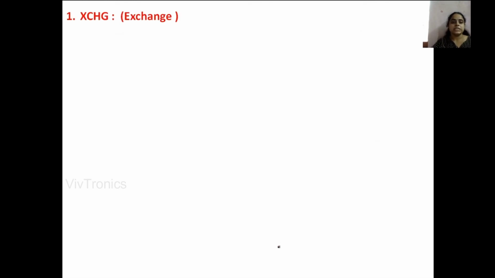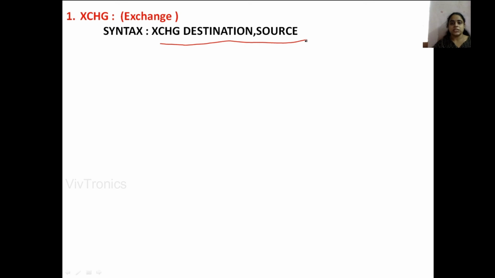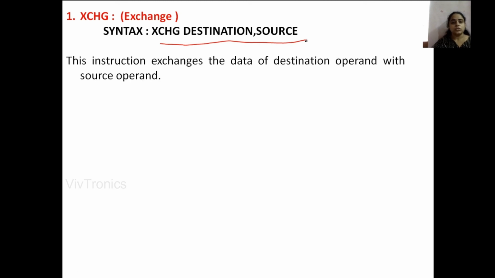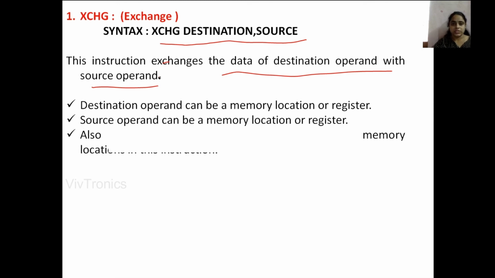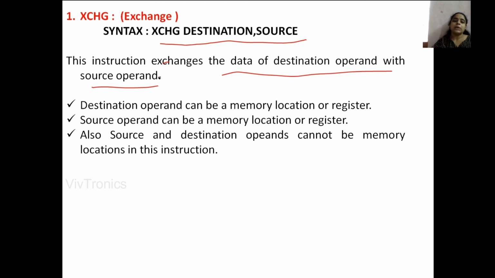The first one is exchange, XCHG. Syntax of this instruction is XCHG space destination comma source. So this instruction exchanges the data of destination operand with source operand. So destination operand can be a memory location or else register. Source operand can be a memory location or register, but you have to keep in mind that source and destination operands cannot both be memory locations in this instruction at a time.